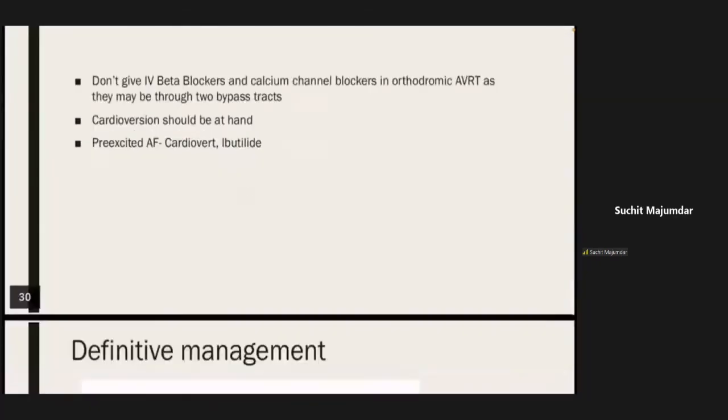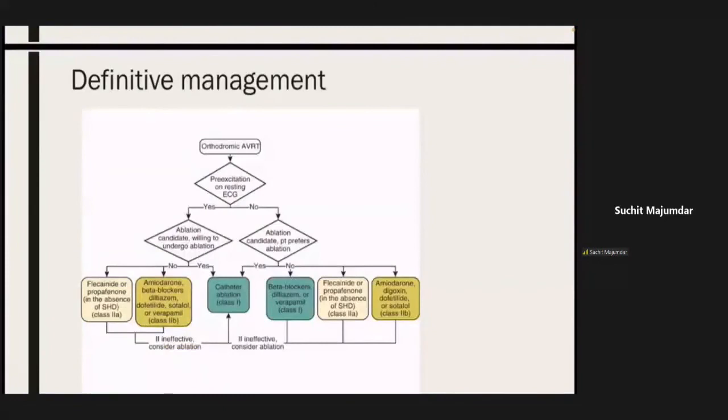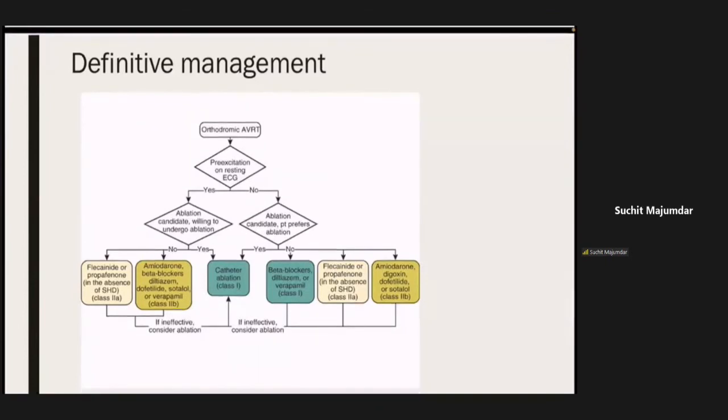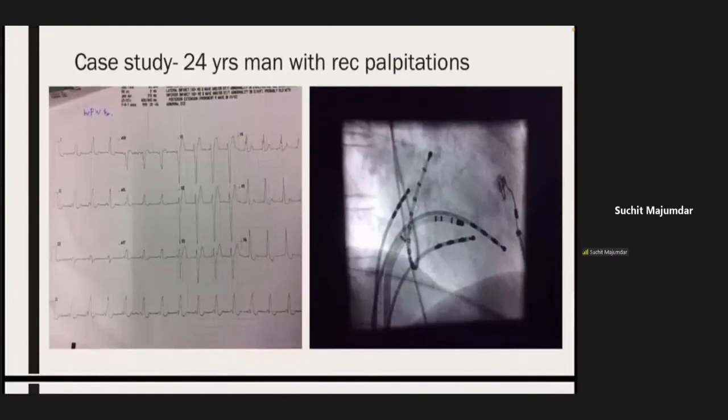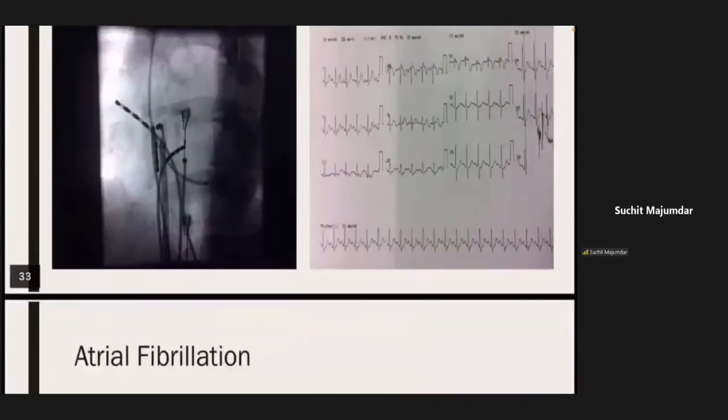Now, these are the things which I am not going into detail. So if the patient is definitely an ablation candidate and willing to undergo ablation, you have to undergo ablation. If not, then you have to give a beta blocker plus flecainide or propafenone. This is a patient where we had ablated the pre-excitation pathway, and I'm not going into details.